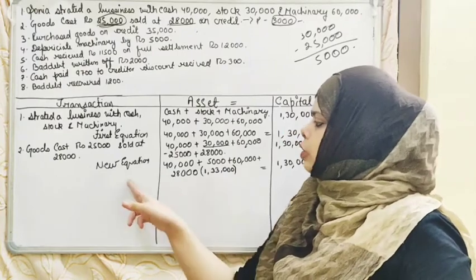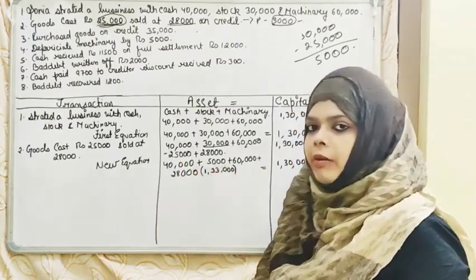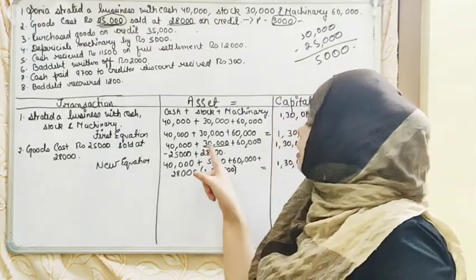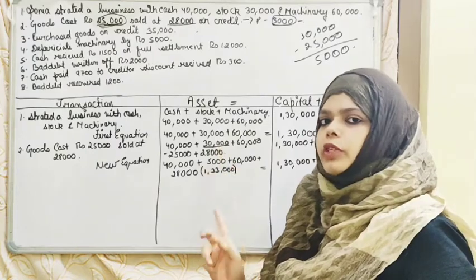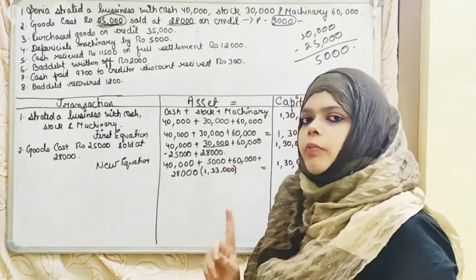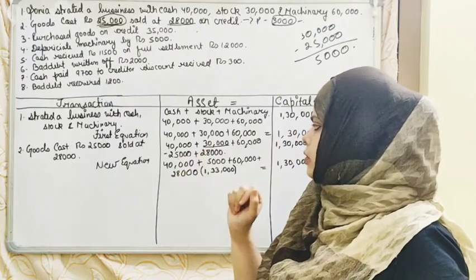So this is the new equation. New equation is 40,000 plus 5,000. Why it came as 5,000? Because we are having already a stock of rupees 30,000, but we sold away the stock of rupees 25,000. So we subtracted 25,000 from 30,000.